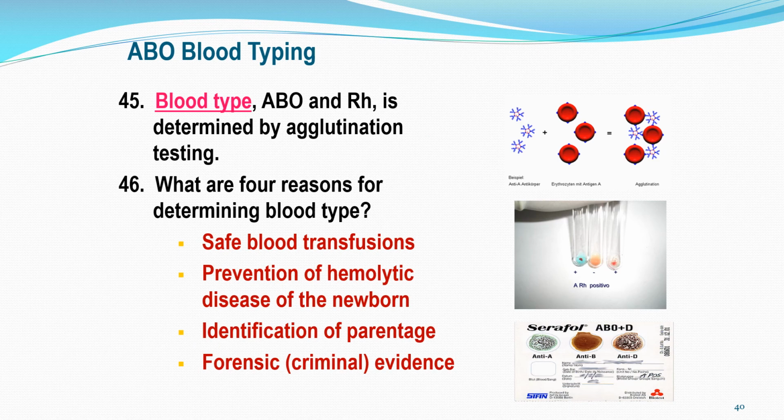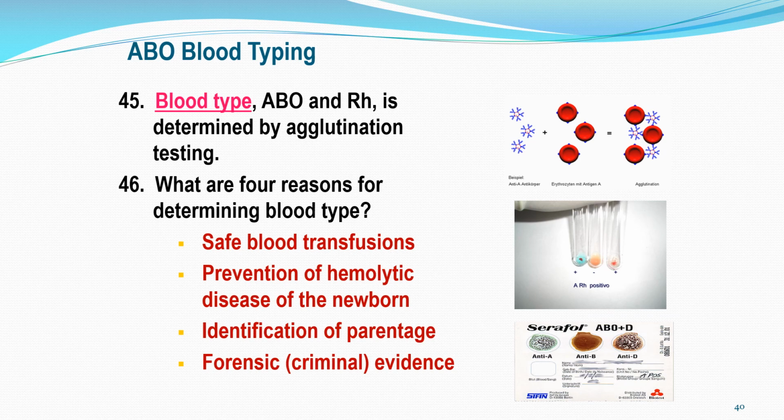So blood type, ABO and RH, is determined by agglutination testing. And we want to be able to name 4 reasons for determining blood type, okay? So make sure you study these 4 reasons to determine blood type. First of all, if you're going to get a blood transfusion, or if there's a possibility of you getting a blood transfusion during some type of surgical procedure, we do blood typing in ABO and RH typing to make sure that you get safe blood transfusions.